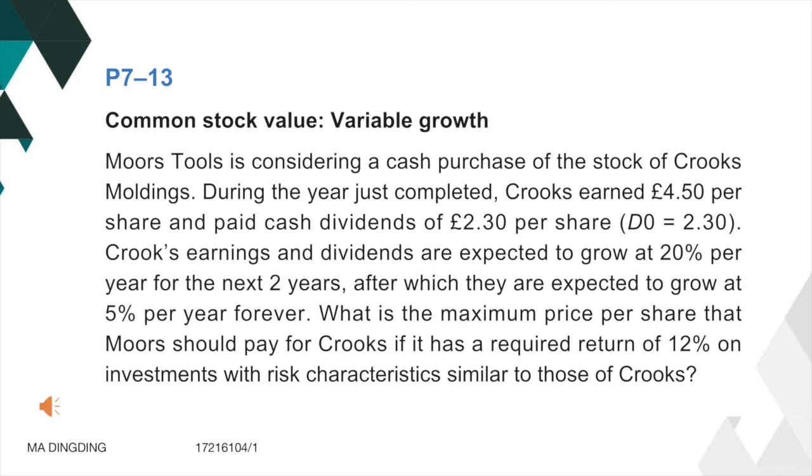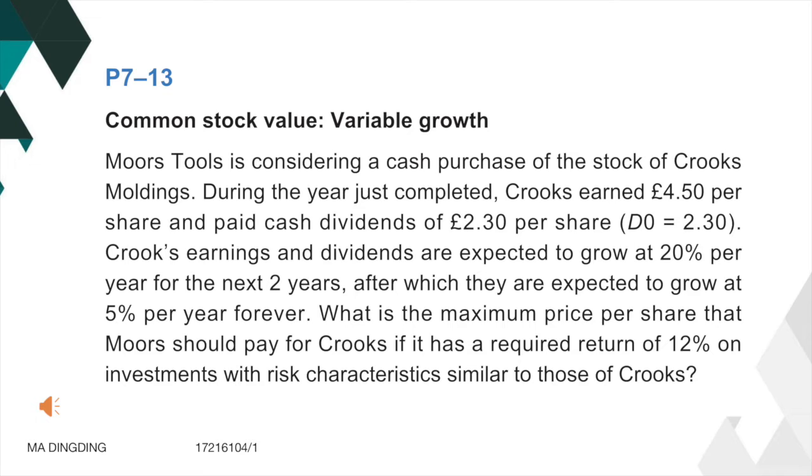Hi guys, I will present problem 7-13, common stock value, variable growth. Monostos is considering a cash purchase of the stock Crocs Moldings. During the year just completed, Crocs earned 4.5 per share and paid cash dividends of 2.3 per share. D0 is equal to 2.3.